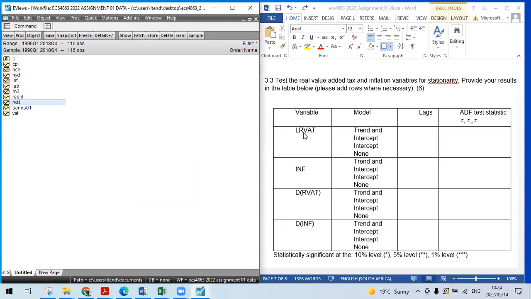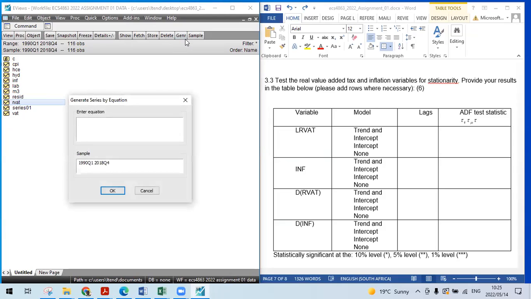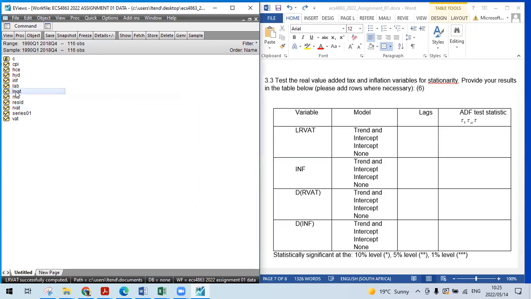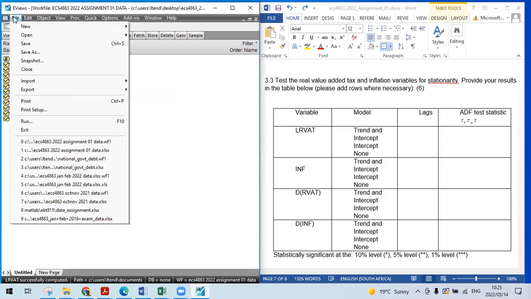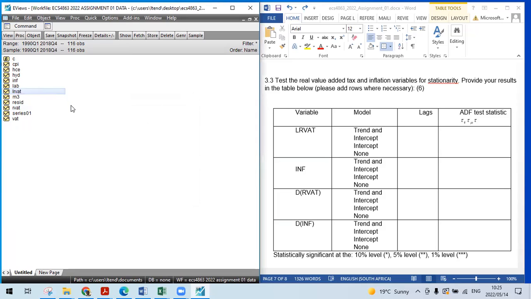Now, I want to log the VAT. I go to generate. I want to have LRVAT. What is this LRVAT? This LRVAT is equal to the log of RVAT. We are telling the system we need a new variable called LRVAT, which is the log of RVAT. I click there, and we have a new variable. Always remember to constantly save your work.